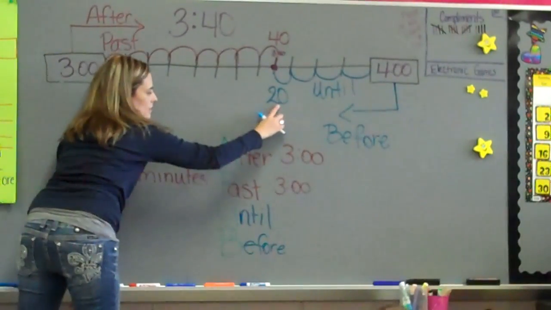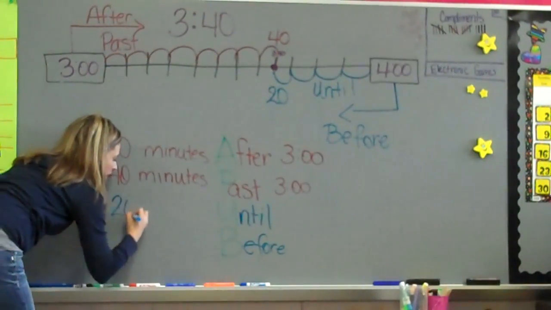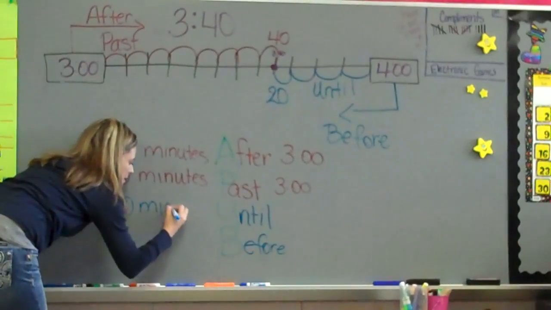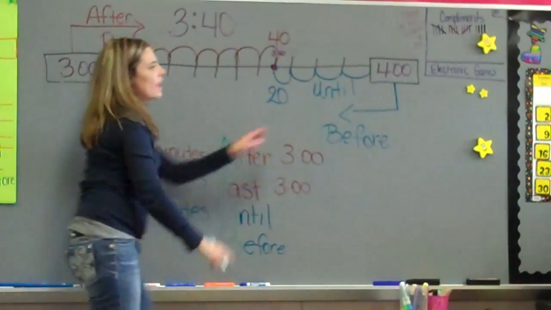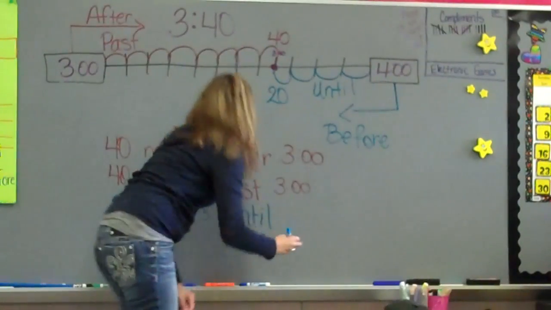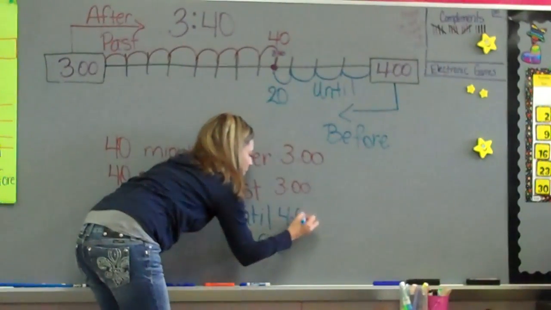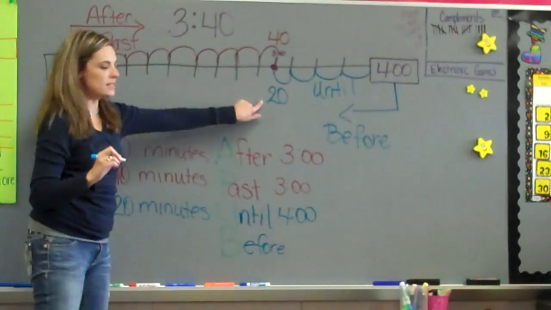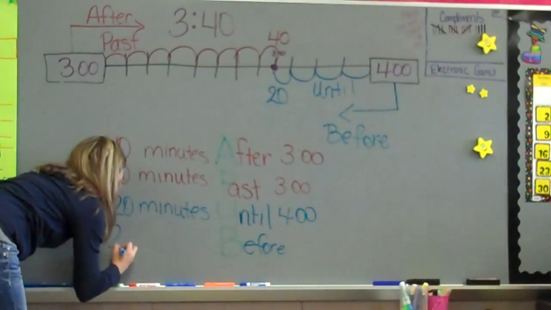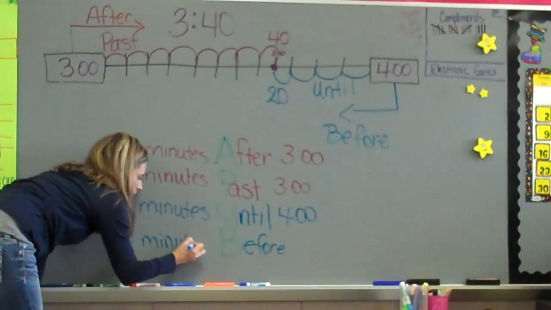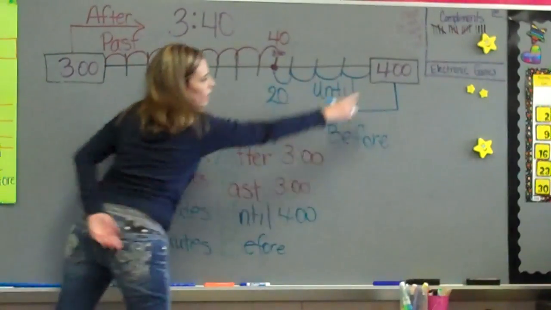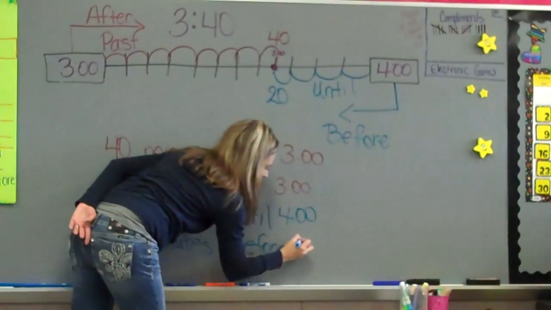So now I'm going to fill in my blanks over here. How many minutes? 20. So I'm going to write 20 minutes. What's my word? Until what time? 4 o'clock. How many minutes? 20. Before? 4 o'clock.